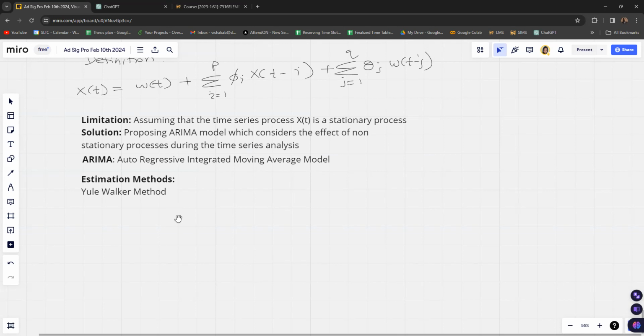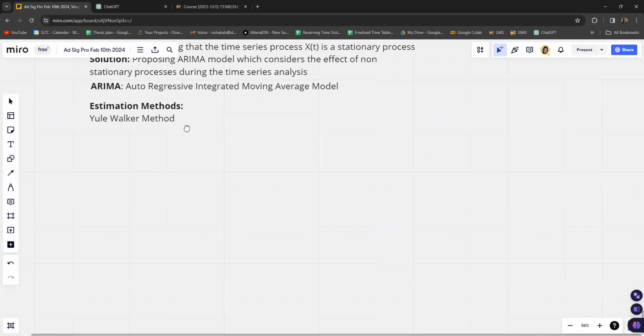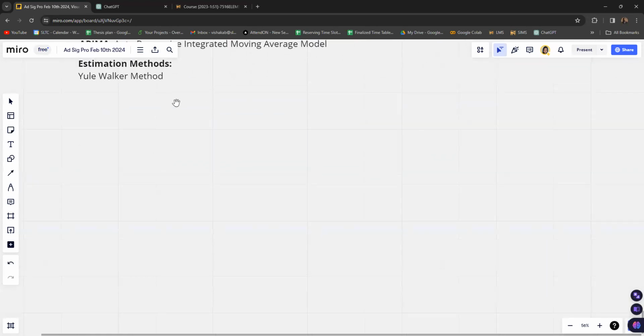So we will discuss such a case. Before going to the filtering step, I will first explain what the Yule-Walker method is. If you have any questions, you can let me know right now.